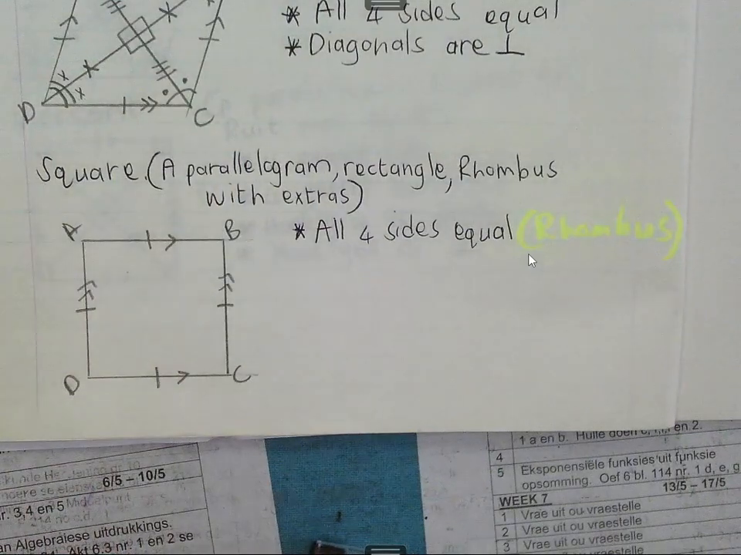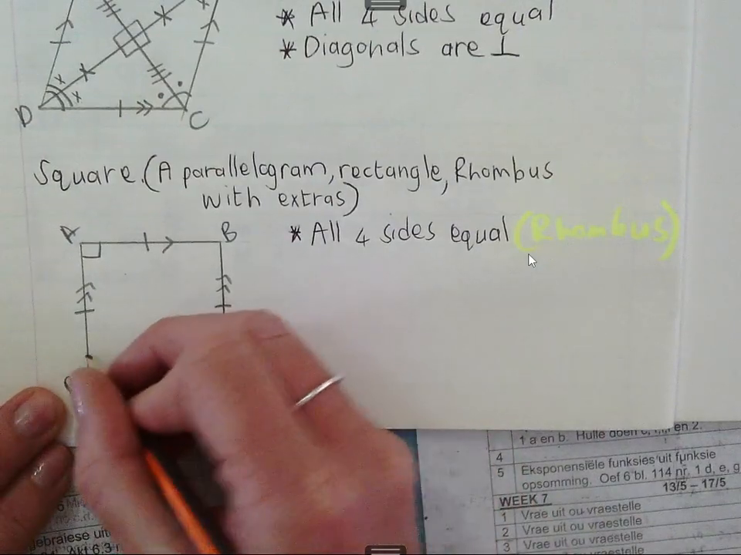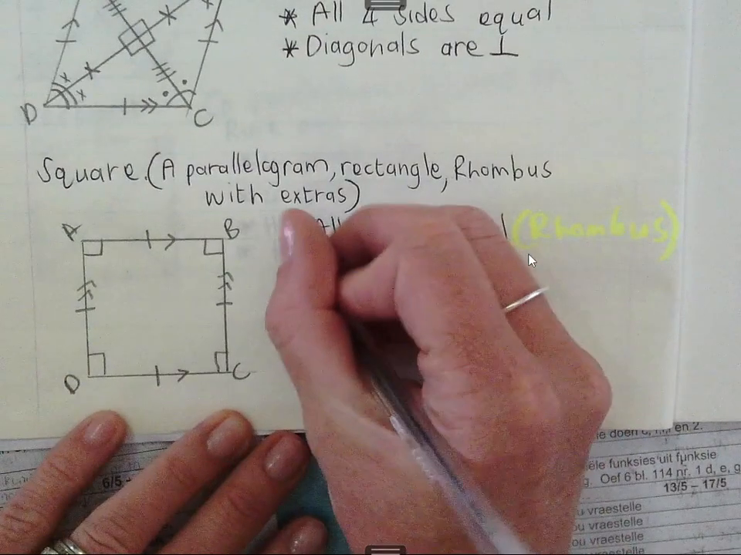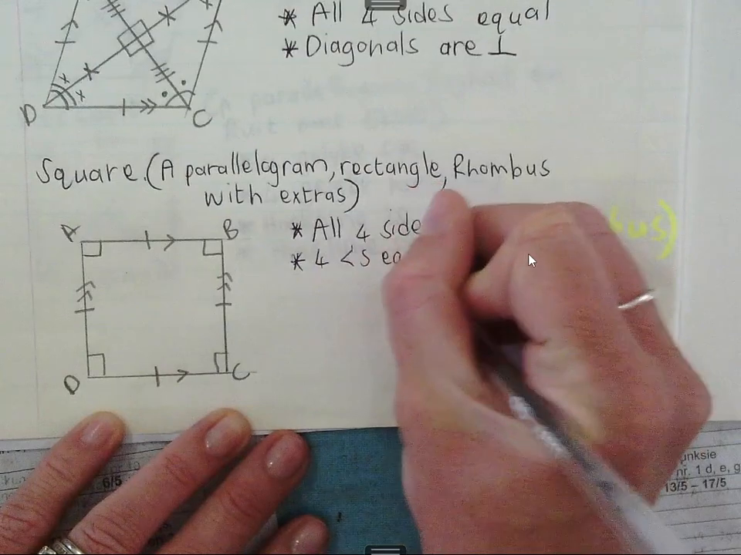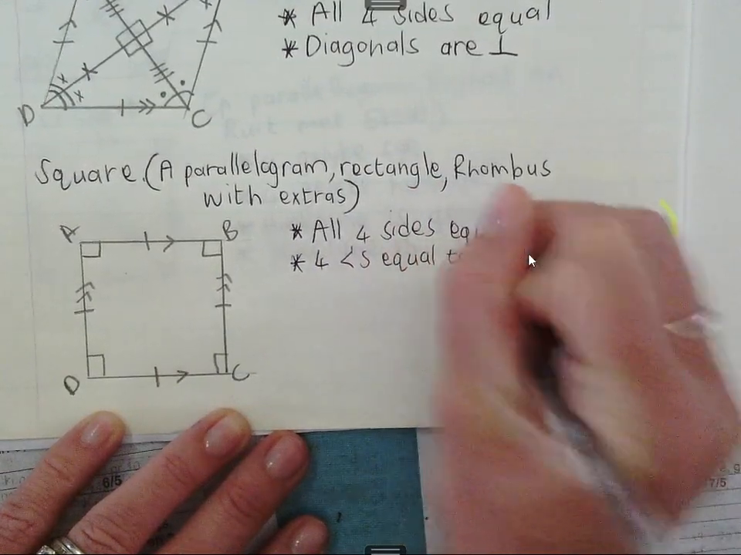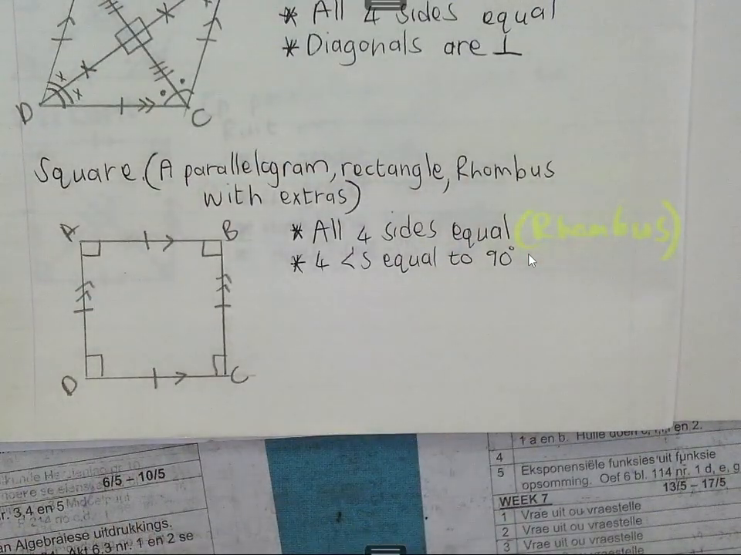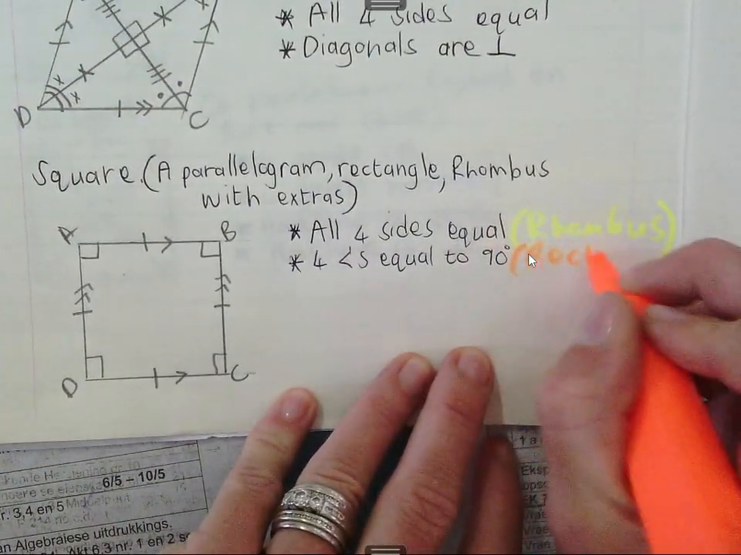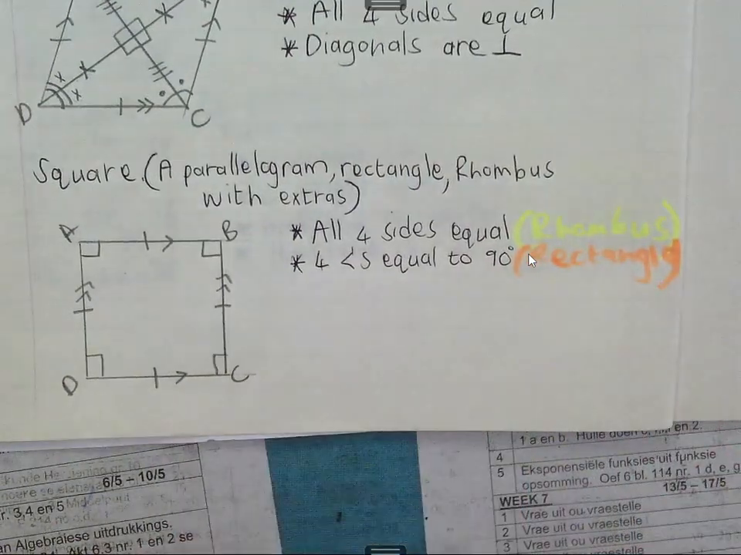Right, looking at the angles, because it's a parallelogram, I know I've got two pairs of opposite sides equal, but these angles are special because they're all equal to each other and equal to 90 degrees. So if I have a parallelogram and I prove the angles are 90 degrees, I haven't proven that it's a square, I have proven that it's a rectangle. Although it is a property of the square.